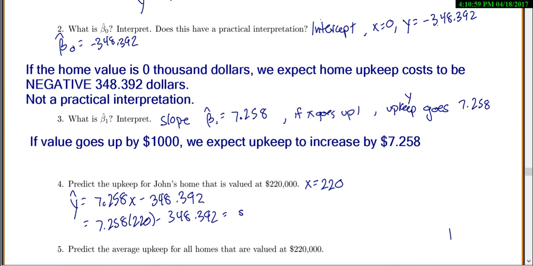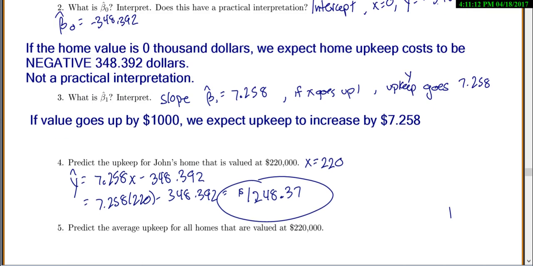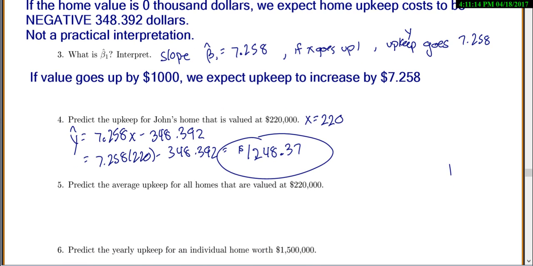And we get 1,248.37. So John, his home seems pretty nice, and he's going to be spending about $1,200 a year just on upkeep. Now this is the upkeep for John's home.